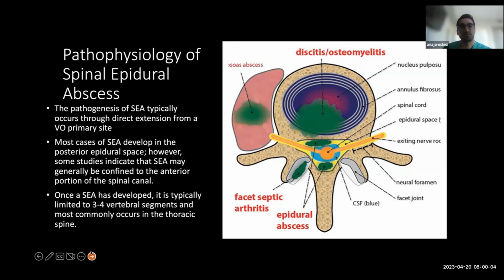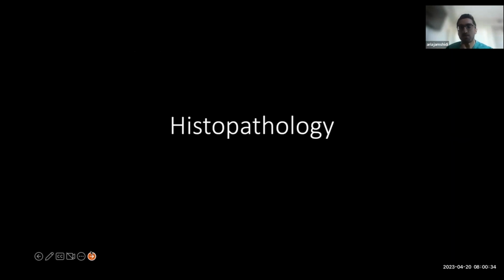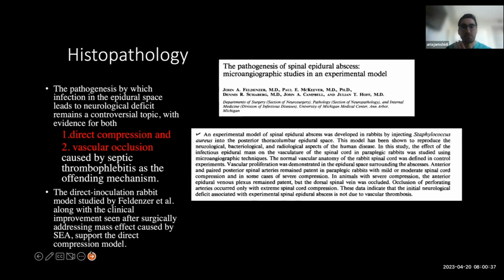In terms of the pathophysiology of spinal epidural abscess, as I mentioned, this is all a continuum or progression of disease. And typically spinal epidural abscesses are secondary and occur through direct extension from a patient who had discitis or osteomyelitis. Most cases develop in the dorsal epidural space. And once it has developed, it typically is limited to 3 to 4 vertebral segments and most commonly occurs in the thoracic spine. Next, I want to go over the histopathology and the pathogenesis.